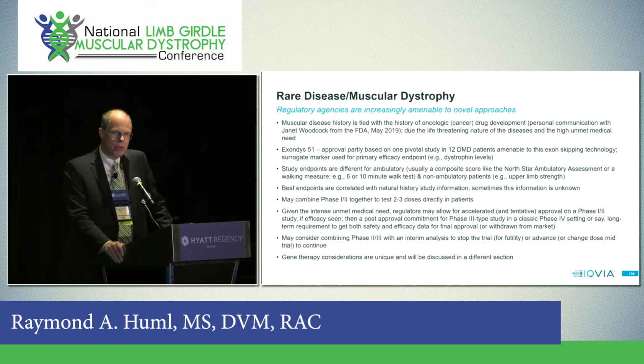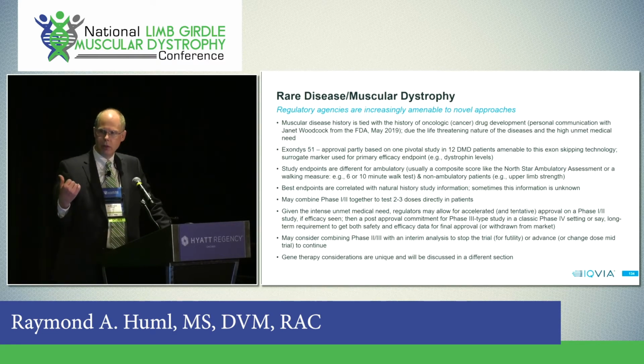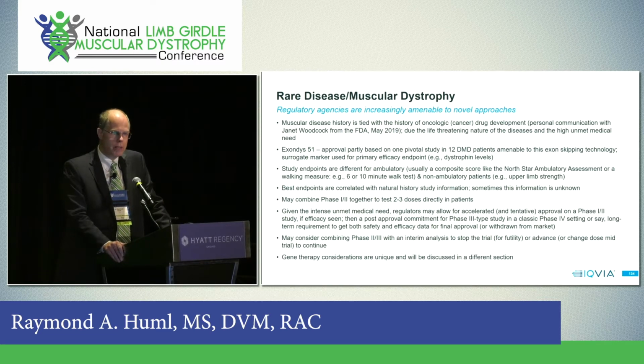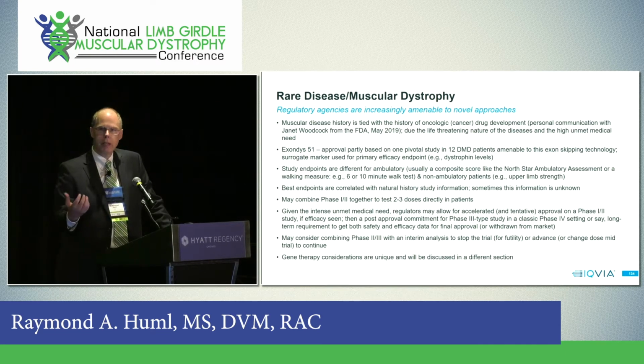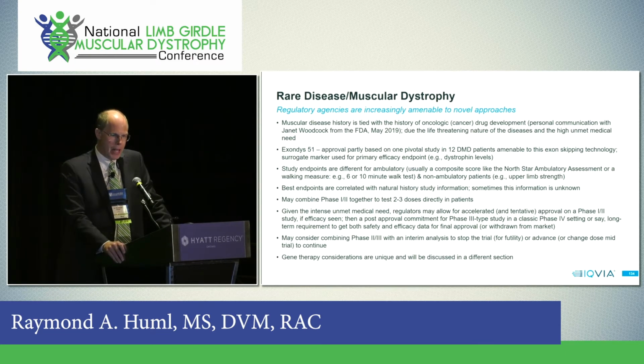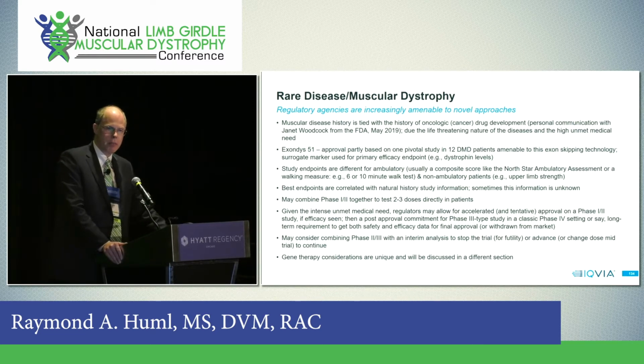Study endpoints are different too when you're talking about some of the rare diseases, for ambulatory versus non-ambulatory. For ambulatory, one of the speakers had mentioned the North Star Ambulatory Assessment or a walking measure. You've seen that, like a 6 or 10 minute walk test. And then for the non-ambulatory, it's more like upper limb strength. Now, some of the best endpoints, in my opinion, are correlated with natural history study information, but sometimes the information is not known. And that's why, like I said, we're early days, but we're trying to get this information.